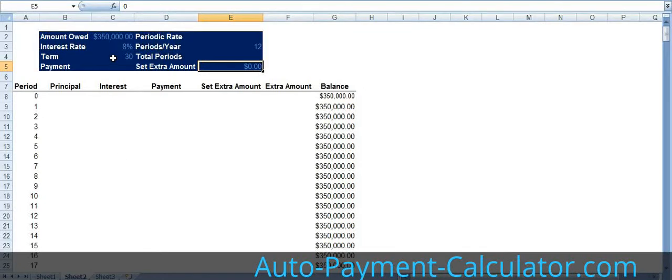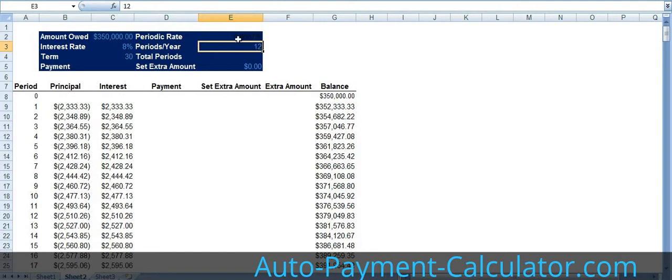Hi, today I'm going to show you how to set up an amortization table. We start by collecting information. We need the amount that needs to be paid off, the yearly interest rate, the length of the loan in terms, and how many periods a year the loan needs to be. Usually that's monthly. The next thing we do is compute the periodic interest rate by taking that yearly interest rate and dividing it by the number of periods a year.